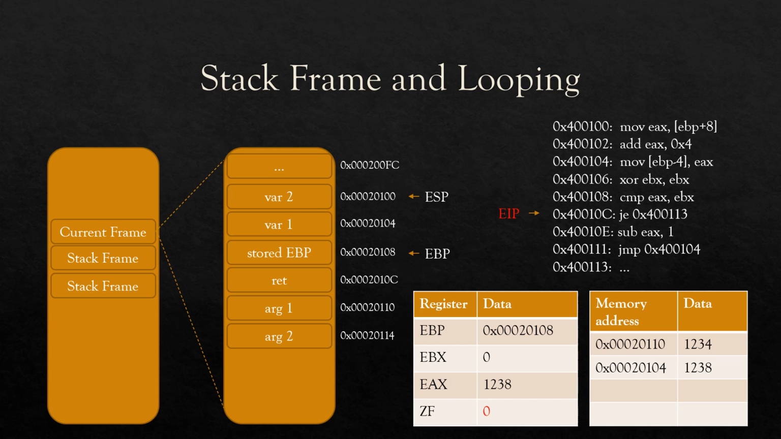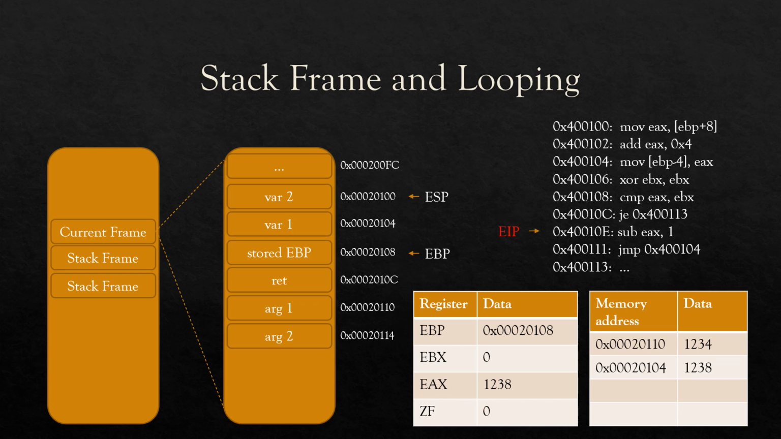This jump equals is saying if that compare, if those values were the same, we want to jump to this address, right? So this would say jump to 400113, which is down here. However, we know because the zero flag is 0 that those two values were not the same. So we're just going to move to the next instruction.